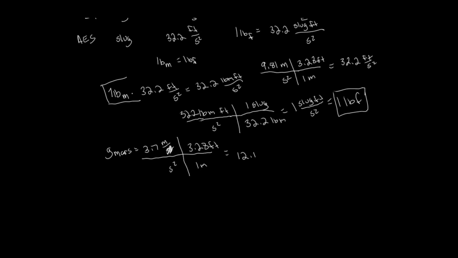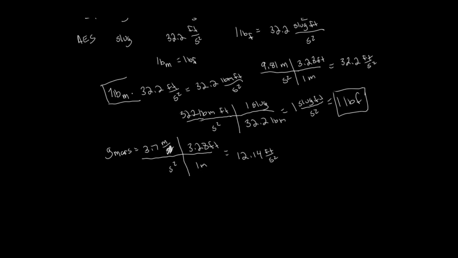12.13, actually it was 136, so we're going to do 12.14 feet per second squared. And this is going to be equal to the Mars gravity. So now, let's say as an example, we're trying to figure out the force of an object on Mars gravity, and we want the final force in pounds force.